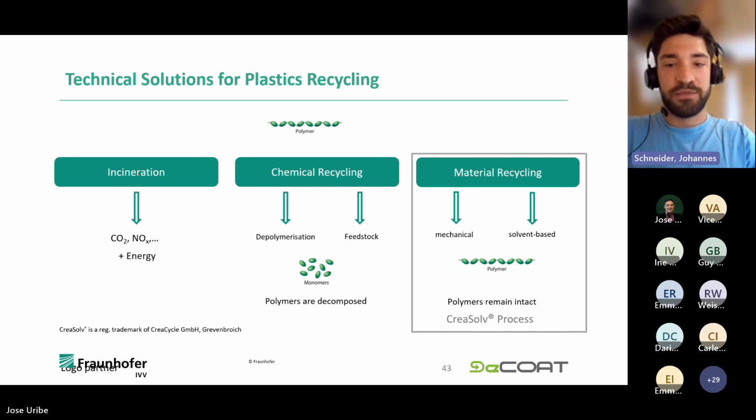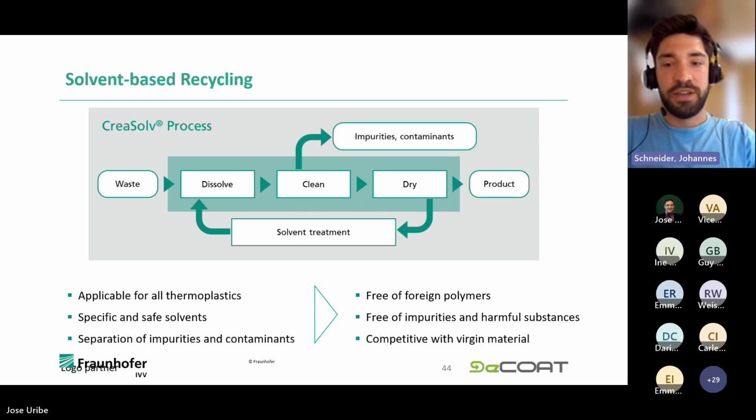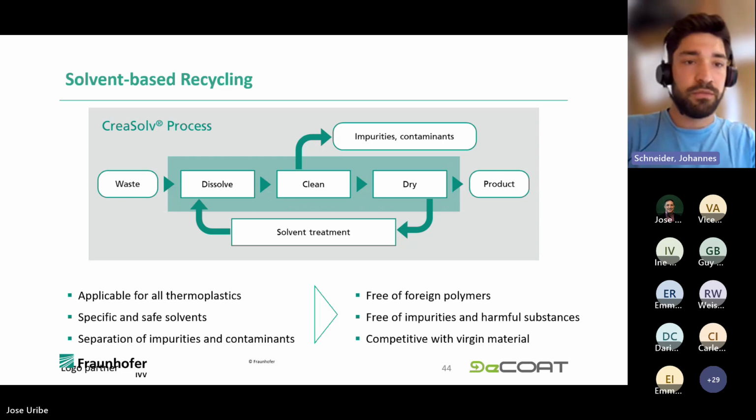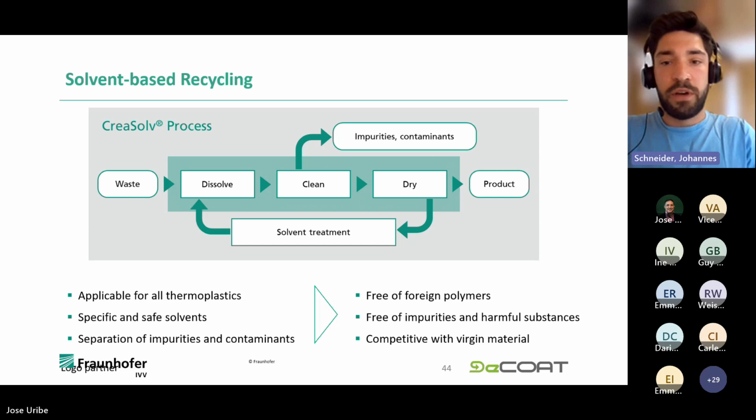And then there is solvent-based recycling, where the target polymer is selectively dissolved, separated from the undissolved rest, and then dried. One example for that is the Creasolve process, which is displayed here. This was developed at the Fraunhofer IVV, and on the top of the slide, you can see the principle of the process. This process enables the targeted recovery of pure polymers from mixed waste streams or, for example, composites.